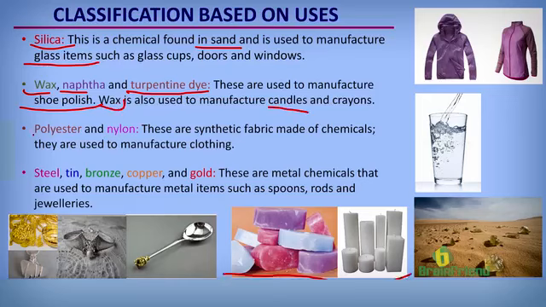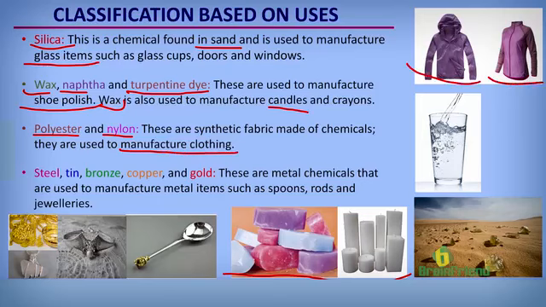Polyester and nylon. These are synthetic fabric that are manufactured in the lab from chemicals. Polyester and nylon are used for the manufacture of clothing items. So we use polyester and nylon to make clothes. This is nylon and this is polyester fabric. They are made in the laboratory using chemicals.